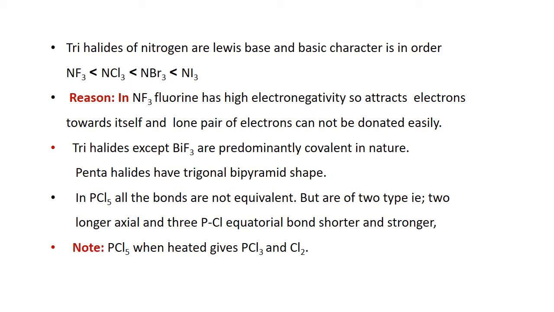Trihalides except BiF3 are covalent in nature. Pentahalides have trigonal bipyramidal shape. In PCl5, you must know all the bonds are not equivalent because there are 3 equatorial bonds and 2 axial bonds, and these are at 90 degrees to each other and repel each other.